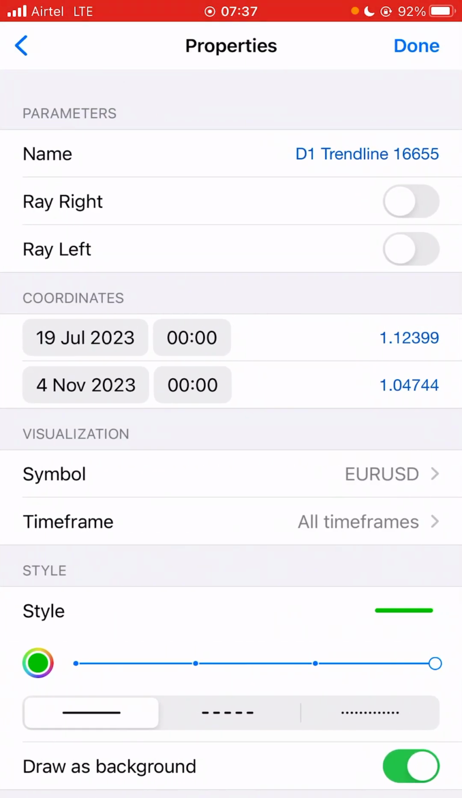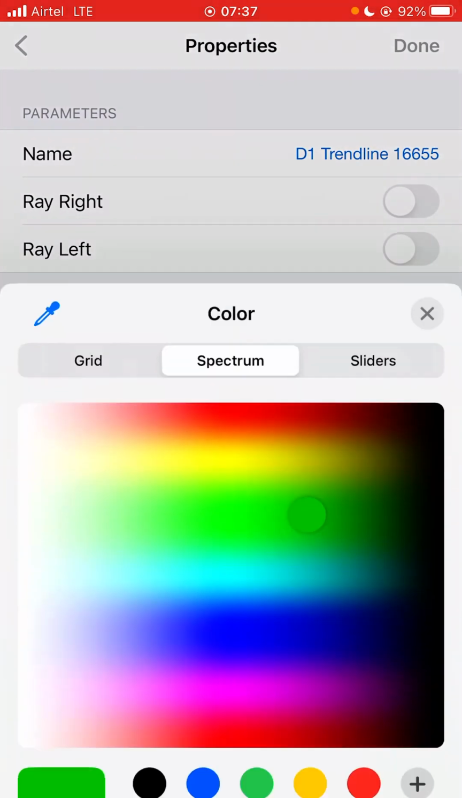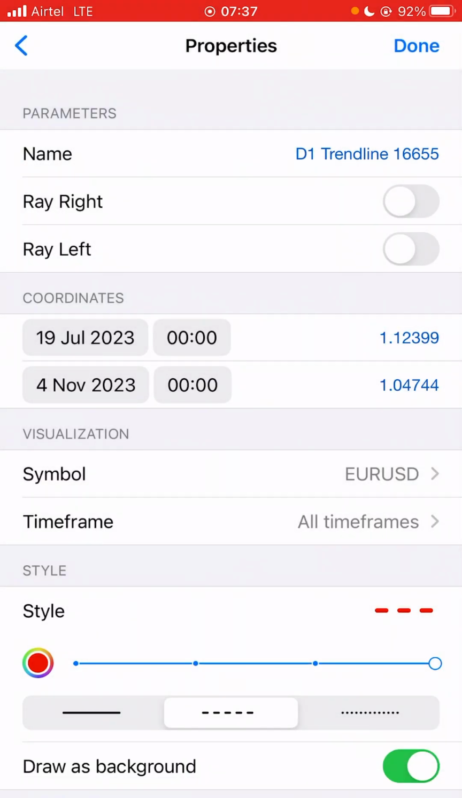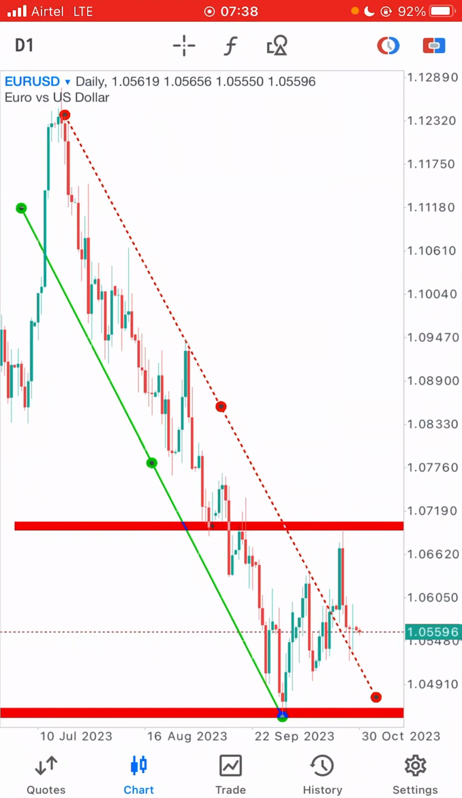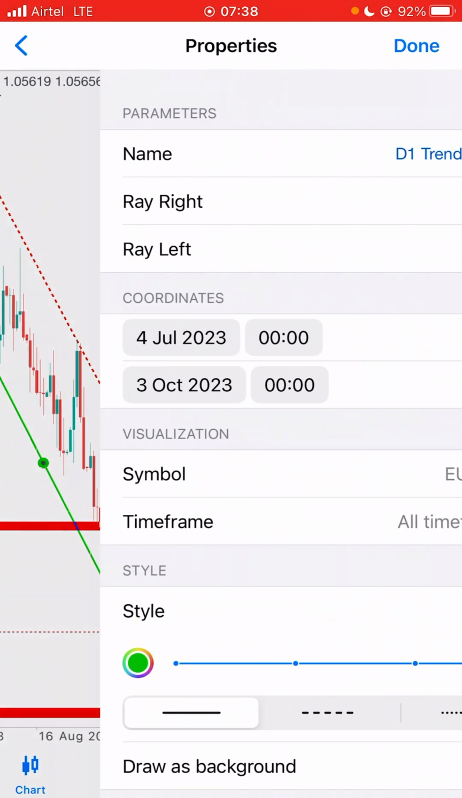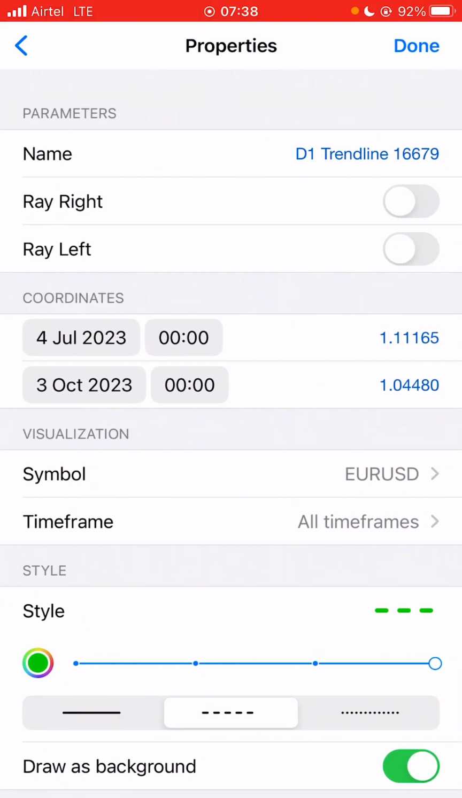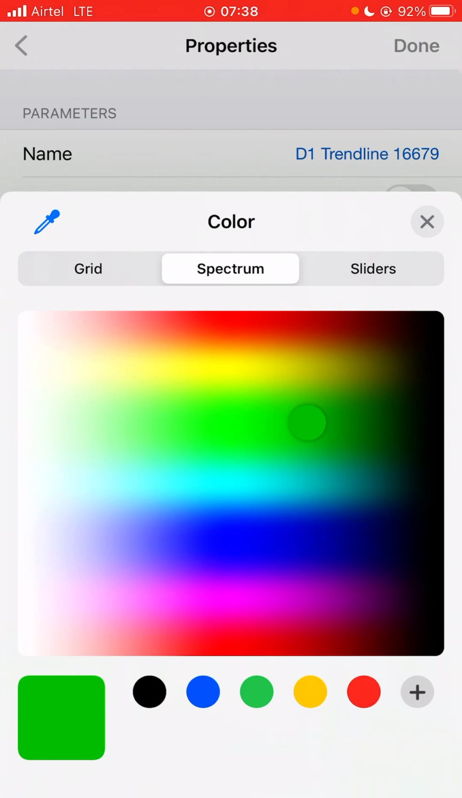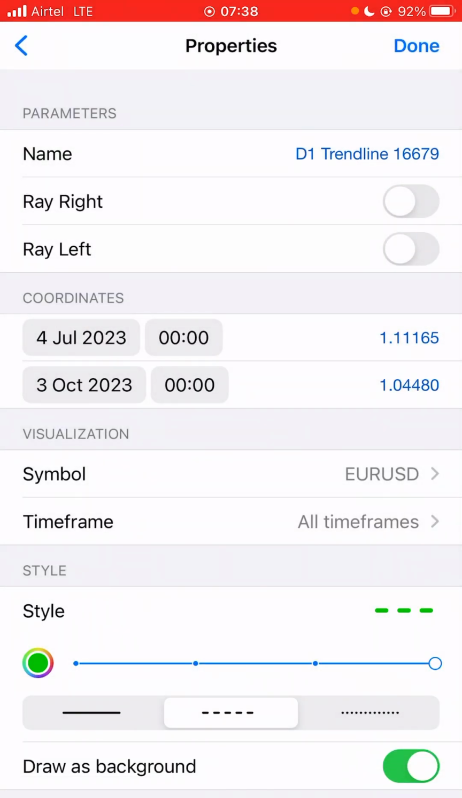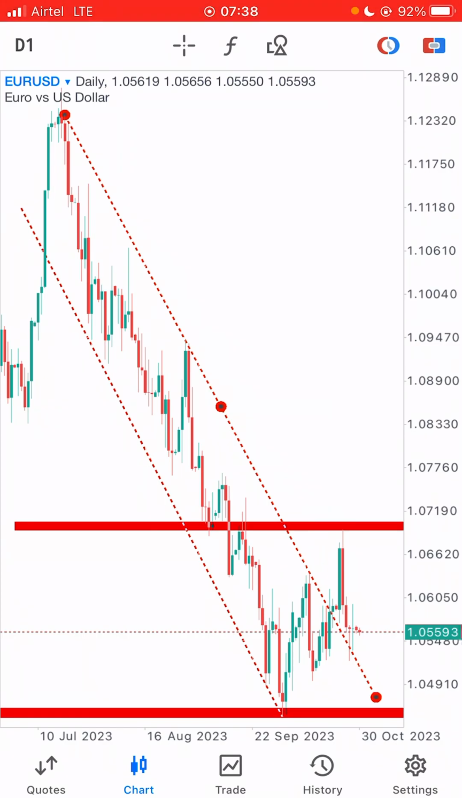Okay, let's put it in dotted lines, then we change the color to red. It's up to you. You can do whatever you want to do on this one. I'm just giving you a quick analysis. I'm not gonna give you all the details here. All right, there you go. So this was the previous trend.